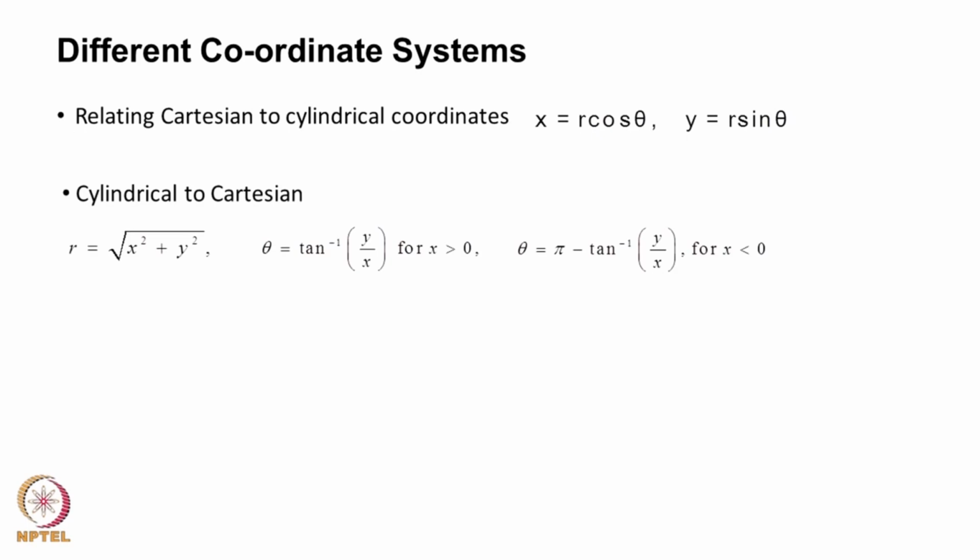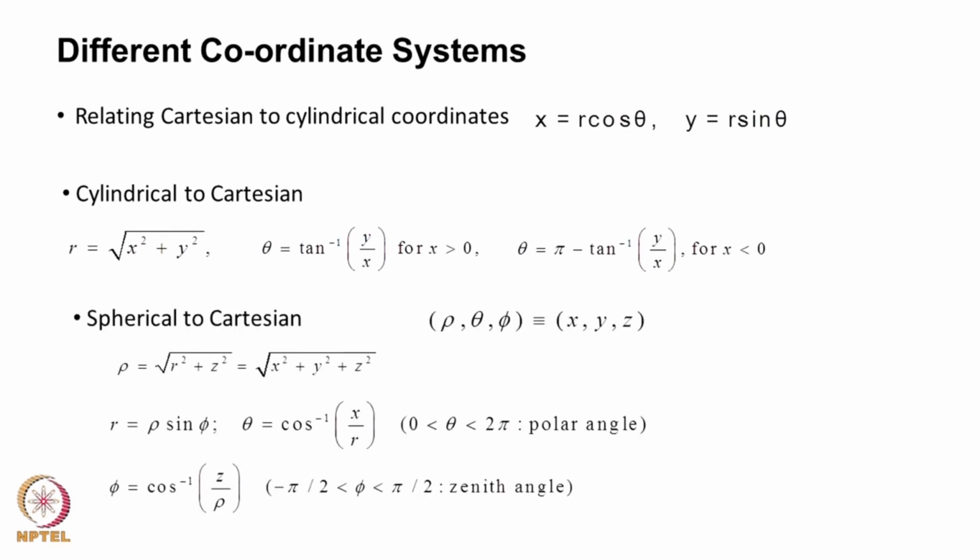So, in the cylindrical coordinate system, we have r is equal to square root of x squared plus y squared, and theta is related to tan inverse of y over x for x greater than 0, and a different relationship for x less than 0. Similarly, for the spherical coordinate system to the Cartesian coordinate system.